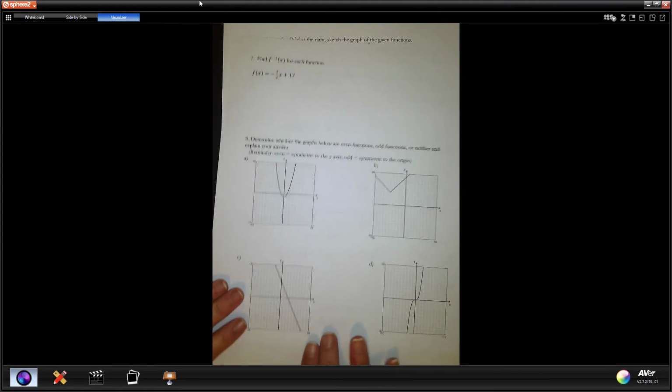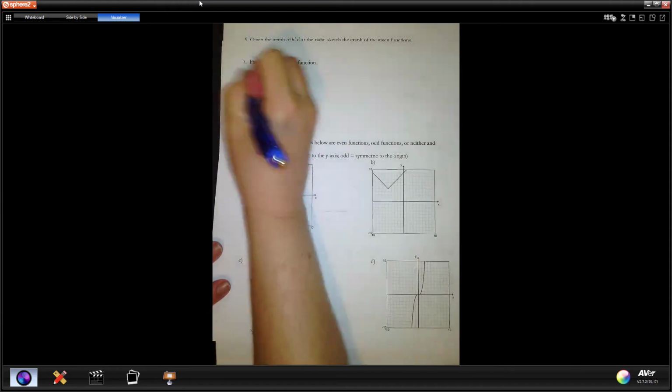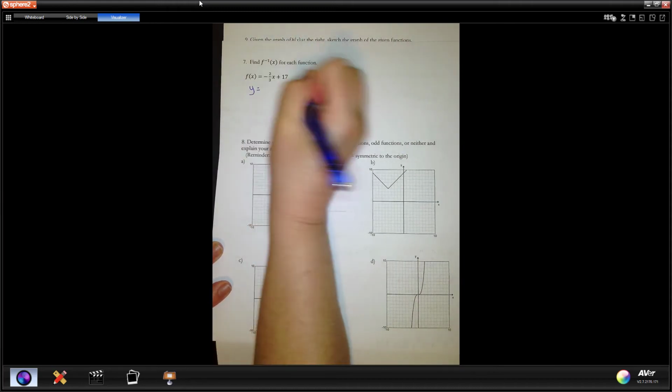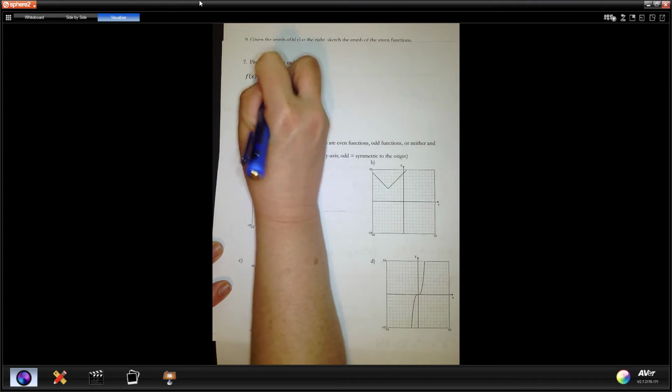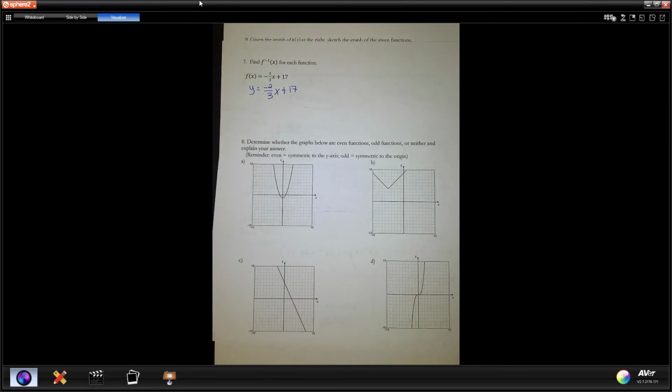Well, a few more things, I guess I should say. Then we had our inverses. And with our inverses, it's find f inverse of x. And we are told f of x equals negative 2/3 x plus 17. And with this, if we recall, first thing we're going to do is change that to y equals negative 2/3 x plus 17. And then what we're going to do is swap out our x's and our y's.